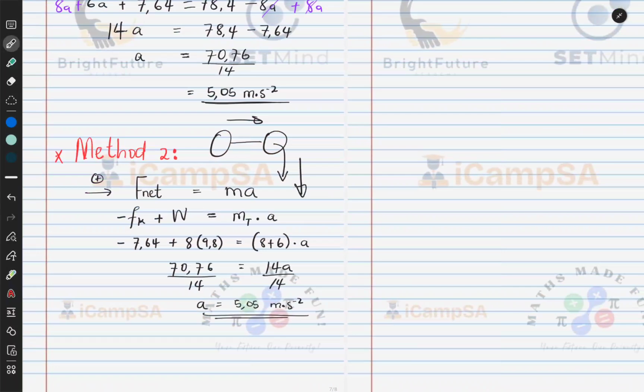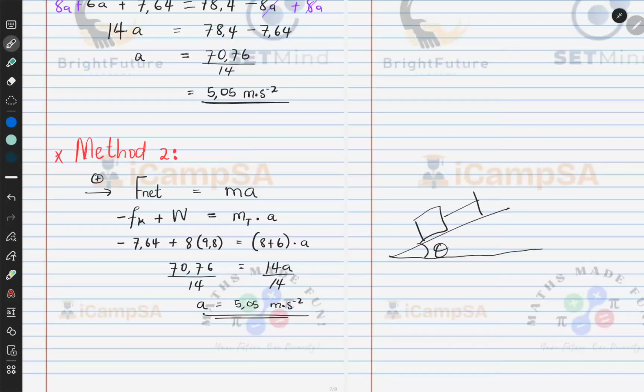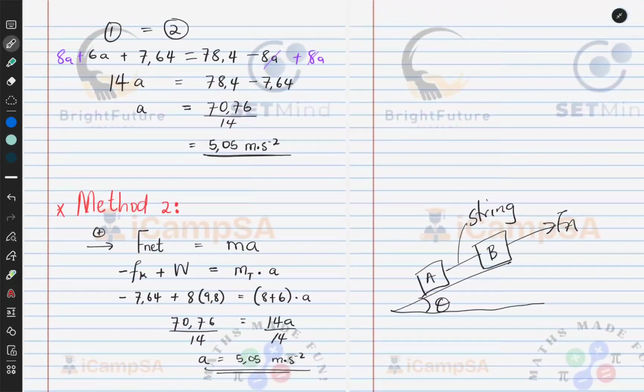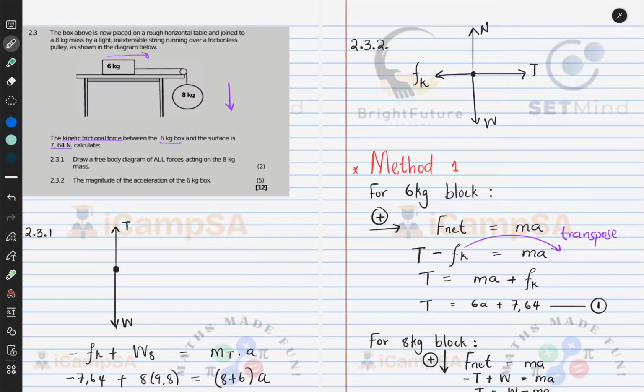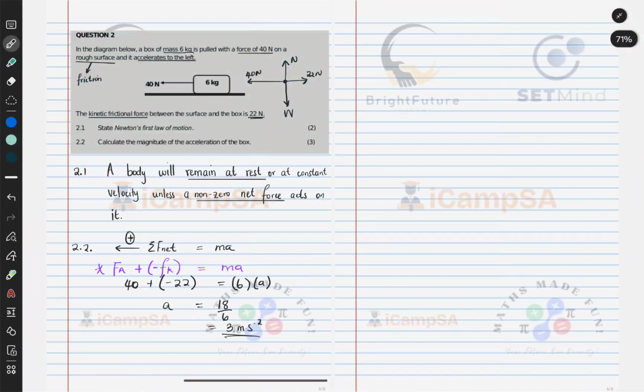I will highlight it again on another problem, that even for problems like this where you have two blocks, there's an angle here, and a force being applied here, and these blocks are connected by this string, it still works. This is block A, this is block B. It's the same concept, because that's what happens when two objects are connected by a string. So yeah, this is how you would typically answer a question like this one.